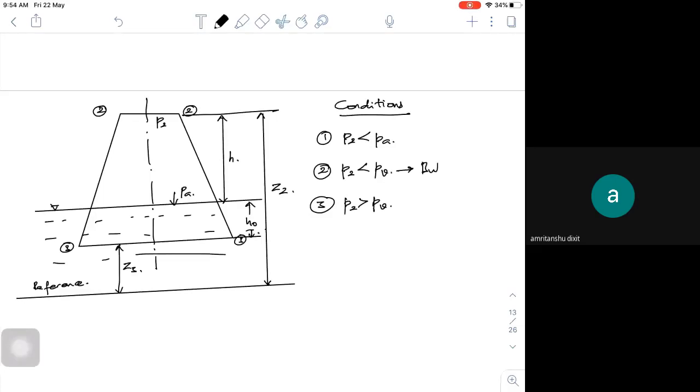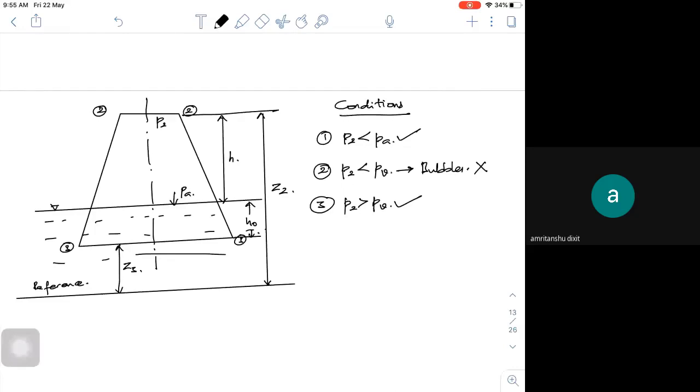If I am able to eliminate this condition, so this is fine. P2 can be less than your atmospheric pressure, that's acceptable. P2 greater than your vapor pressure, that's acceptable. But I need to ensure that at any given point it doesn't fall below your vapor pressure.